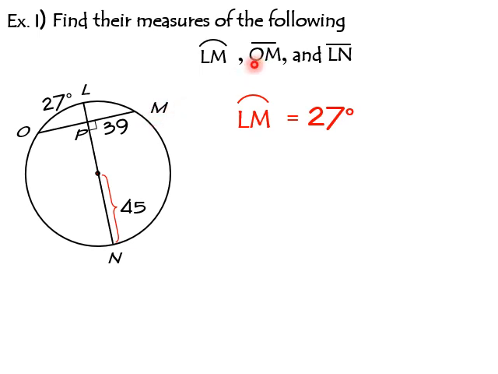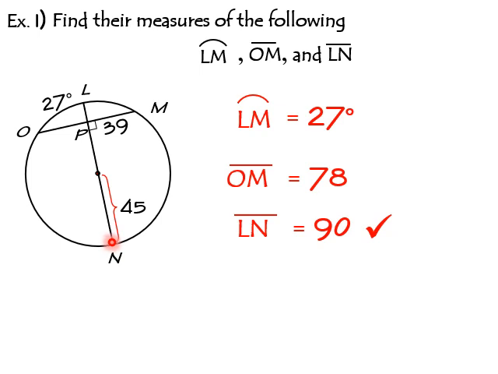Now let's take a look at the next one, OM. What would OM be? OM is this chord here. Now we see that PM here is 39. So if PM is 39, then OM would be double 39, and that would be 78. Finally, let's take a look at LN. LN is the whole diameter. You see that? Now if the radius is 45, which is halfway, then double this would be 90. Okay? Now, that's how you solve it.